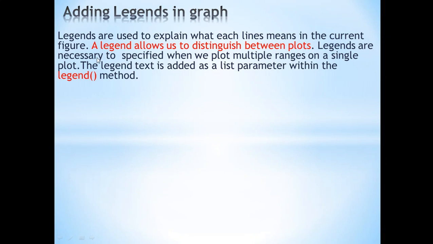Legends are necessary to specify when we plot multiple ranges on a single plot. In a single graph, if you are using multiple ranges of values, then the legend becomes necessary; only then can you understand the purpose of the graph, the purpose of the chart. So the legend text is added. What you specify in the legend text will be added as a list parameter within the legend method.